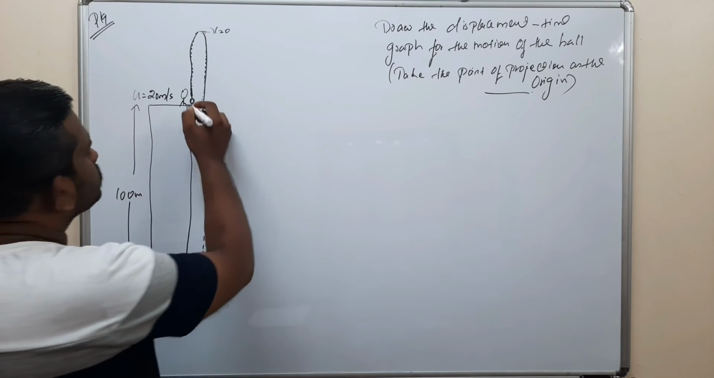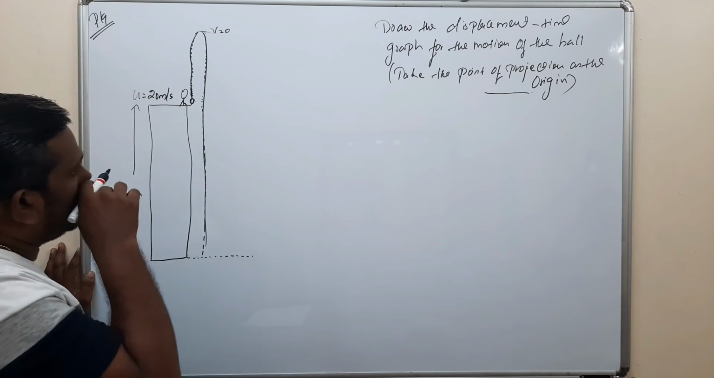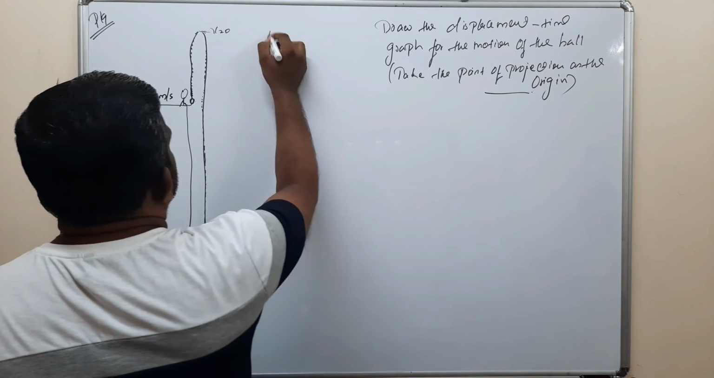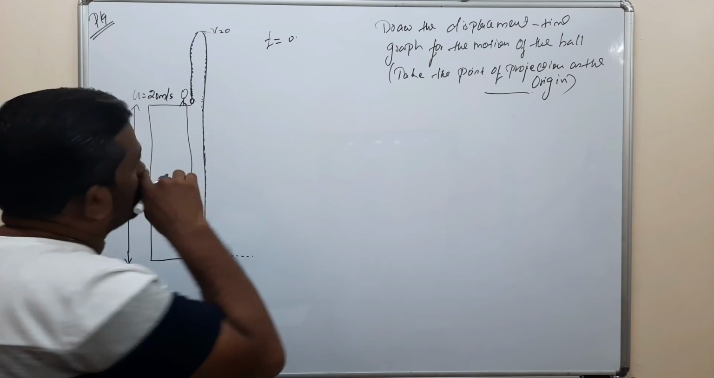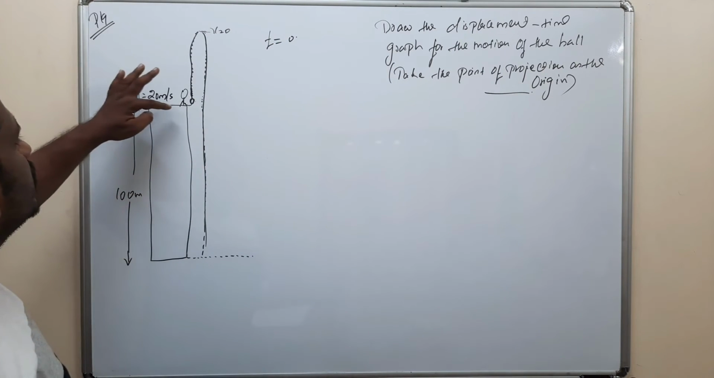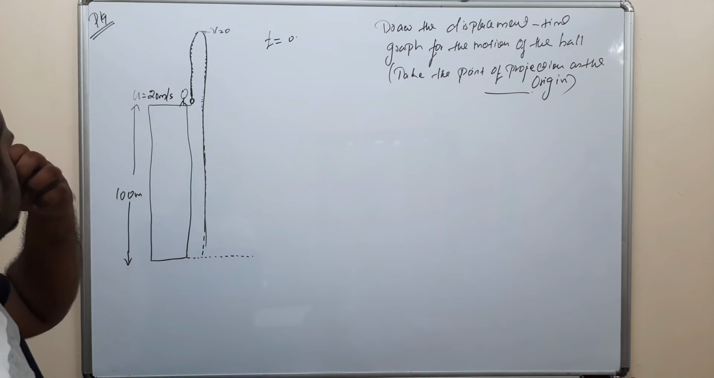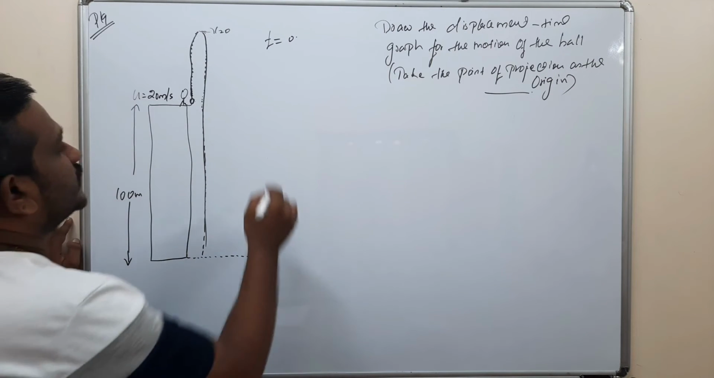When the ball is projected, time t is equal to 0. When the ball reaches the maximum height, what is the time?